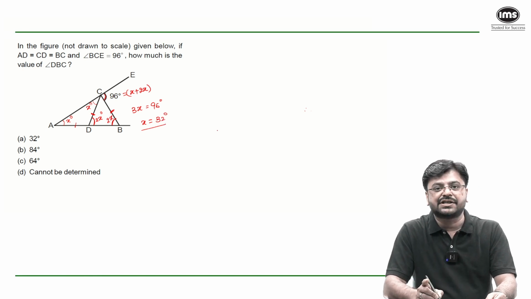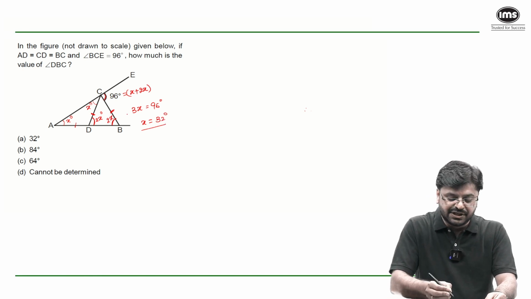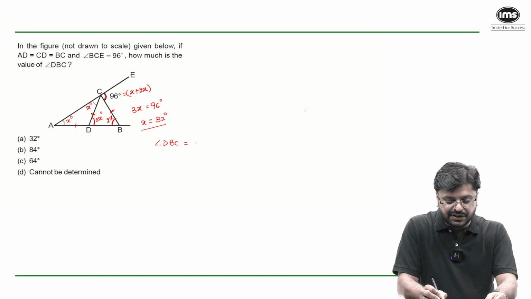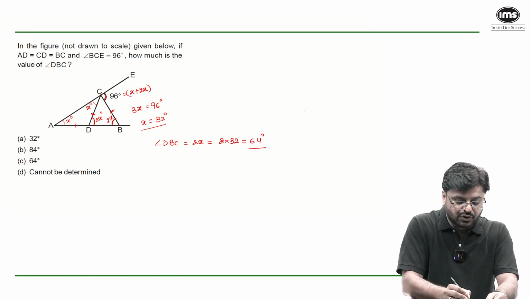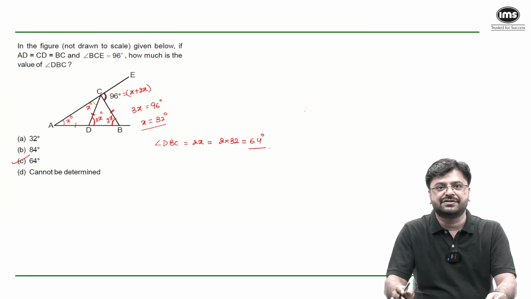But the question is not asking you the value of x. They are asking you what is the angle of DBC. So angle DBC is twice x, which is also 2 into 32 or 64. So option C here is the right answer.